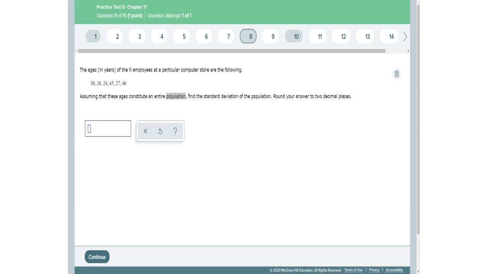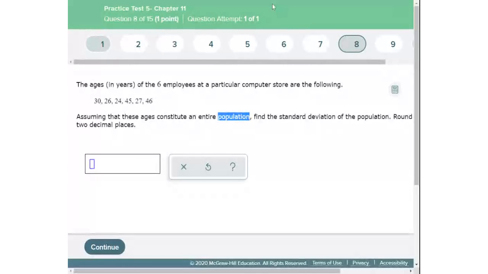Okay, assuming, and here's the important part, Danielle, that you were asking about. Assuming that these ages constitute an entire population, find the standard deviation of the population. All right, now let me just show you that formula. And this is when you've got a population, you don't do the subtraction. So I'm going to write it over here.